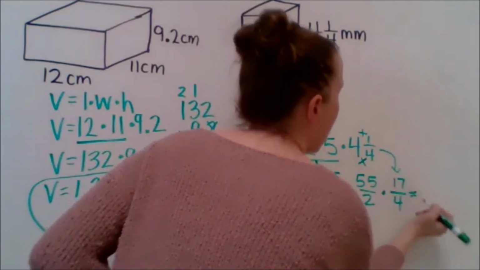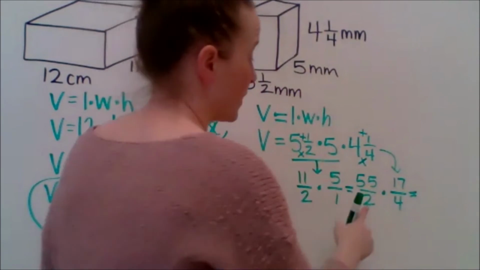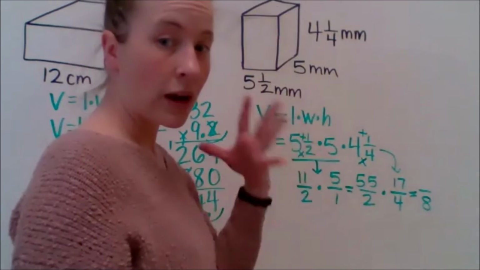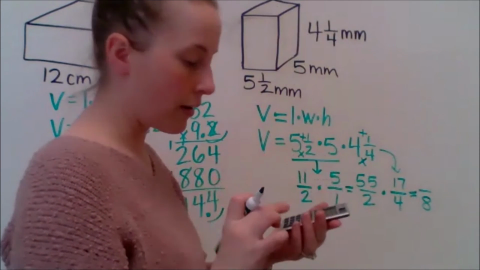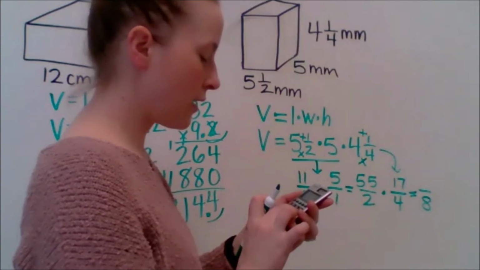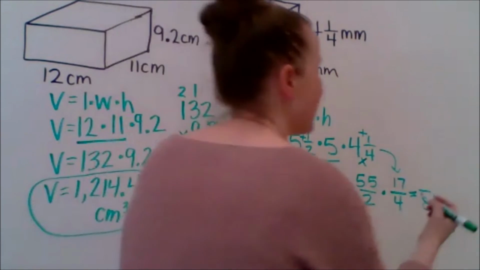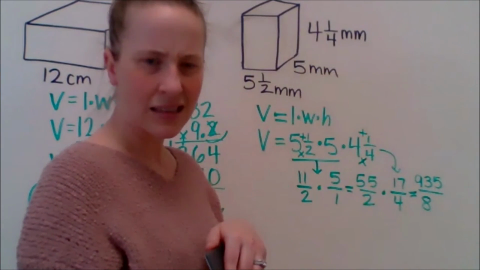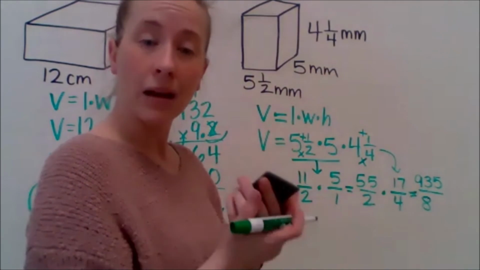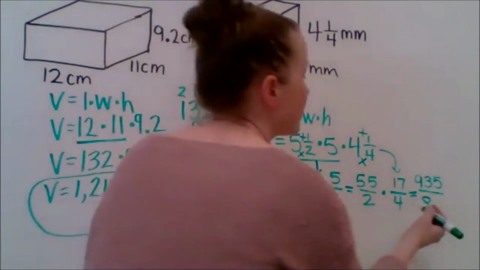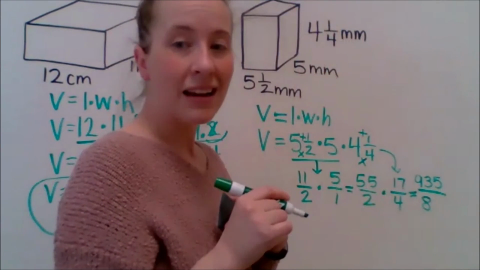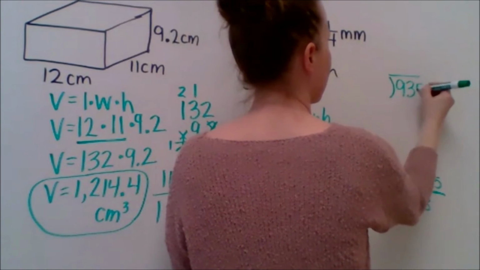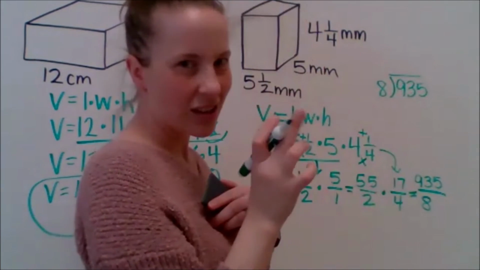Okay, so I am going to do my denominator first, because I know 2 times 4 is 8. Okay, 55 times 17. So I could do this off to the side. Just for time's sake, I'm going to show how a calculator could be helpful. I'm going to type in 55 times 17, and I get 935. Woo! 935 eighths. That is definitely improper. So I want to make it a mixed number again. So I'm going to use this line as division, and I'm going to do 935 divided by 8 for my final answer. So 935 divided by 8, and I should get my answer.